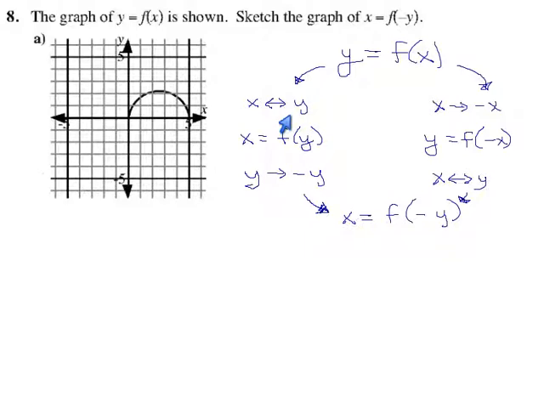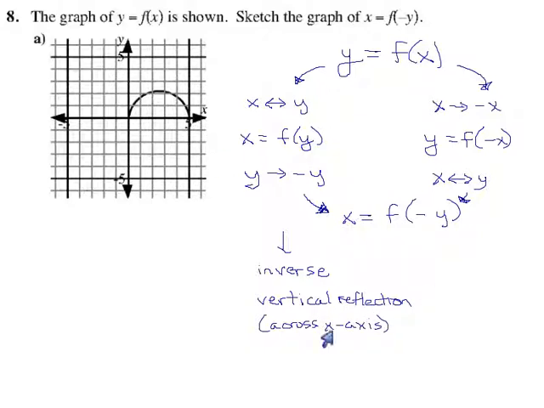This path was switch x and y, meaning do an inverse. And then the y to negative y is what we would call either a vertical reflection, or you could say it's a reflection across the x-axis. I kind of like vertical reflection better. It's a bit more intuitive to me, but this makes total sense too, so whichever you like. That's one path. Invert here, then vertical reflection here.